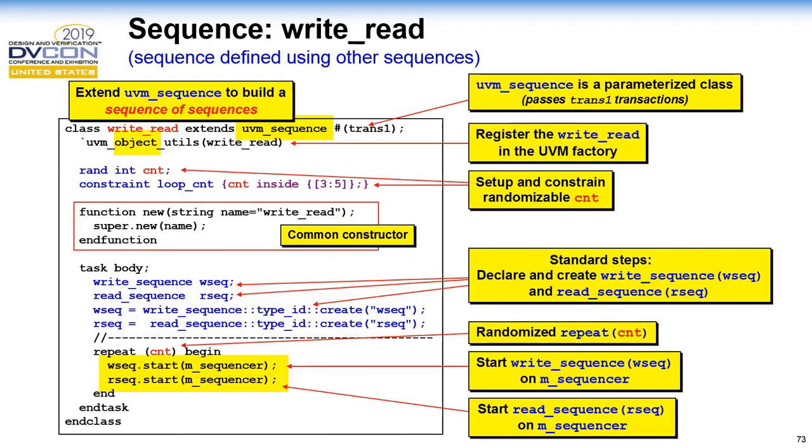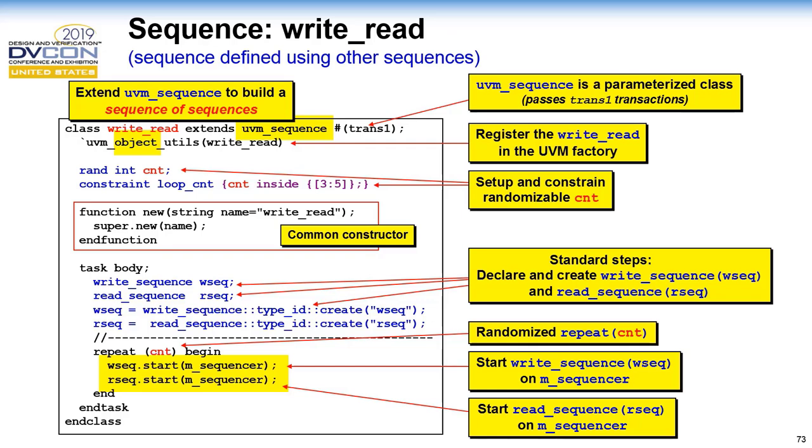Now, if you're going to run a sequence of sequences, then using the method style here, it's just a little bit different. So using the method style, we're going to create a write-read sequence that extends UVM sequence, and it's going to still use the same transaction type, and we're going to register it with the object utils. In this particular sequence, I'm adding a randomizable count constraint that I want to be able to execute this 3 to 5 times when randomized. Put in the same boring constructor, and then in the body task, we declare handles of the 2 subsequences, and we factory create those. And then we're going into our repeat loop with the count that I'm going to randomize.